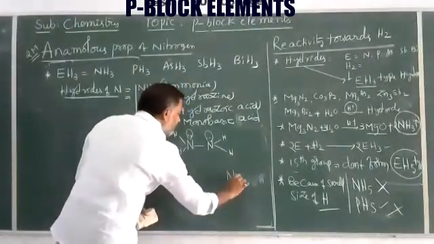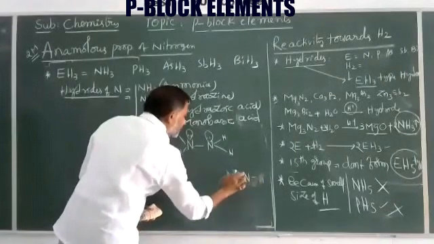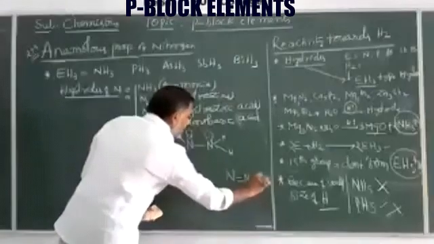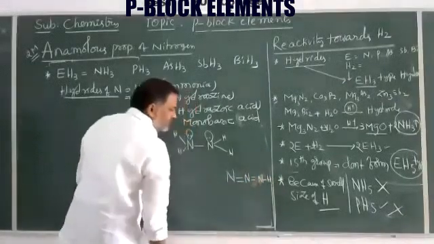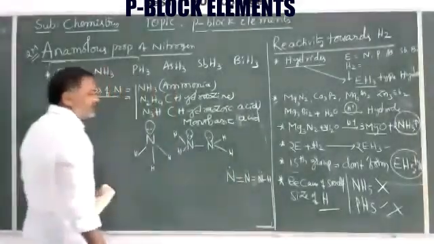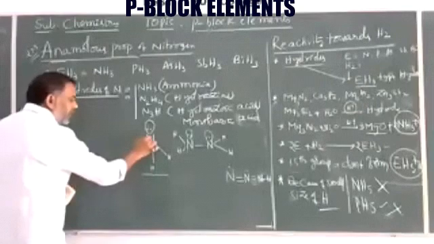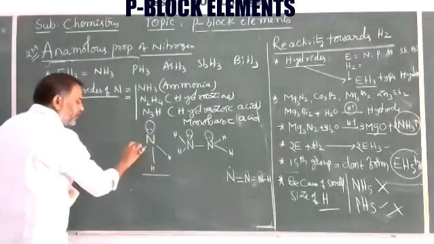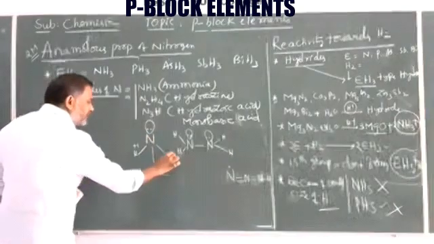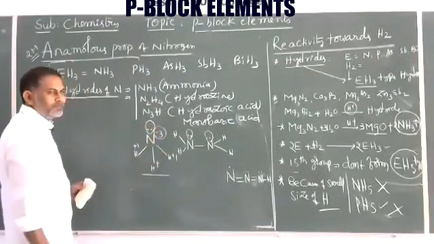Like N triple bond N. Here the single bond here, double bond N, single bond H. Yeah, each and every one containing one lone pair like this. So here in this case, nitrogen oxidation state here is +1, +1, +1, composite is -3 oxidation state.